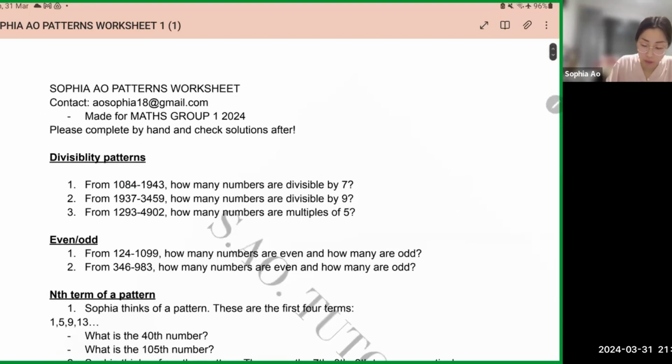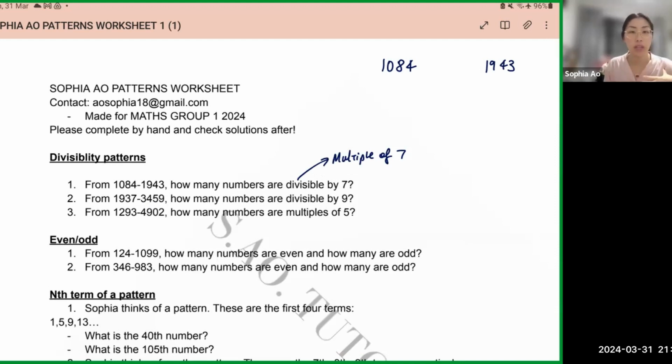So I've got 1084 and I've got 1943, okay? They're asking, how many numbers are divisible by 7? Well, divisible by 7 also means multiple of 7. So that's something you want to be really comfortable with. Maybe in class, your teachers always said divisible by 7. You want to make sure that in your notes and from your personal understanding, you know that divisible by 7 also means multiple of 7.